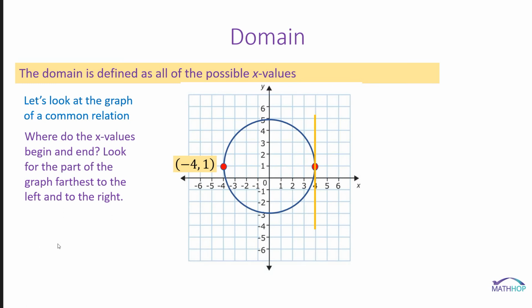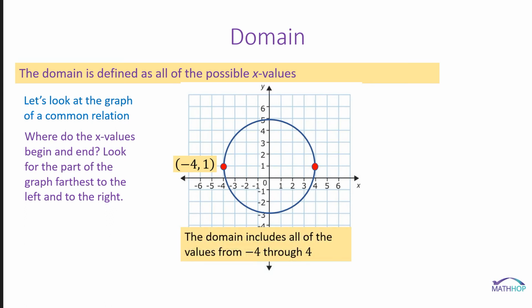If I were to move this vertical line to the right anymore, I would no longer be hitting any portion of the graph. That tells me my domain ends at x equals 4, right? So my domain appears to be all of the x values from -4 through 4.